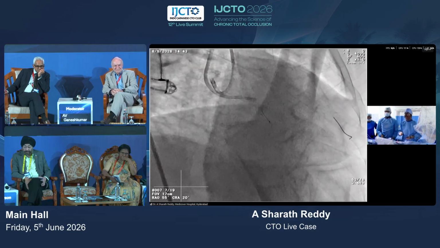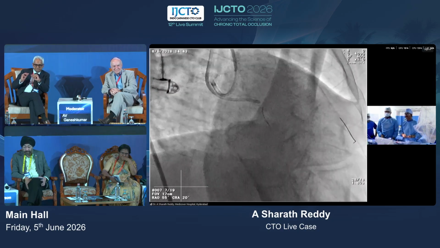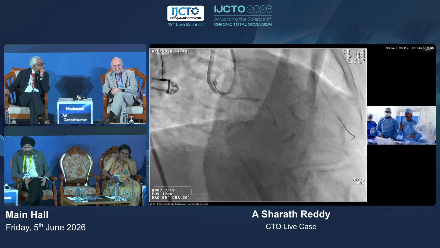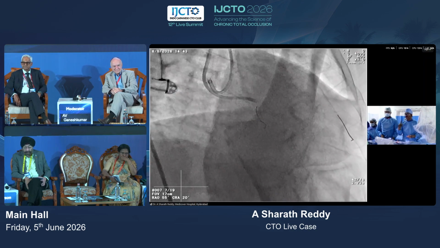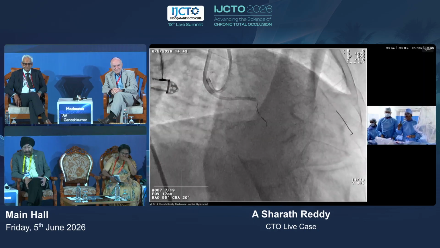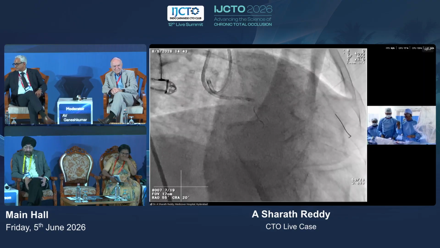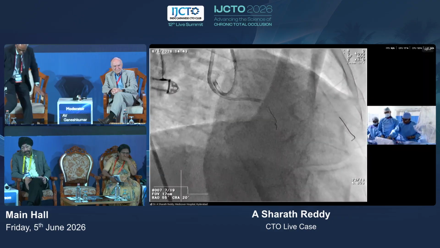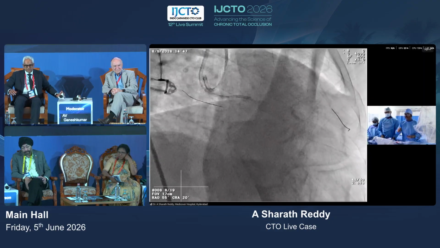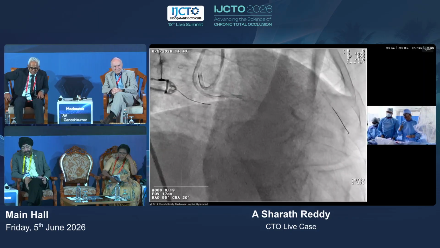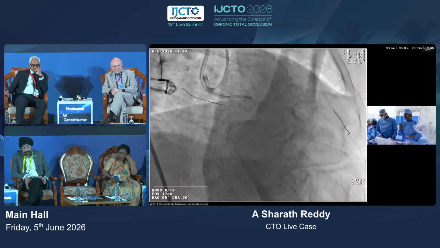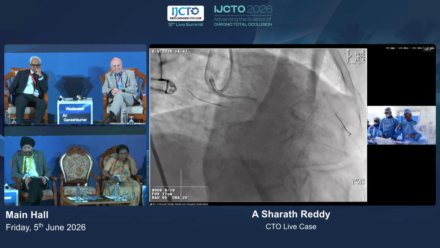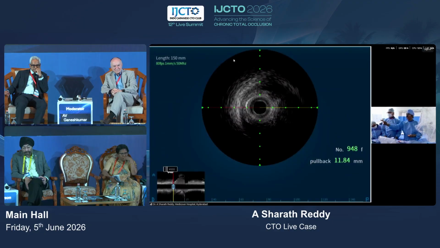Okay, so I tried getting into this branch. You can see the RV branch is very tortuous. My wire was not going there. With a little bit of wire in, I was not comfortable taking IVUS down. I tried for a couple of minutes, but it didn't work out. So then I took my wire into this branch, almost the sinoatrial branch, and this branch is completely at 90 degrees. I can show you IVUS. Can you please play IVUS from this branch?